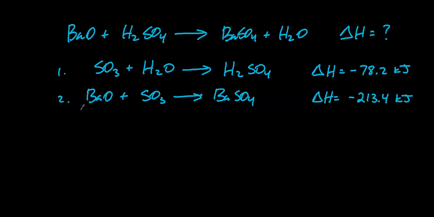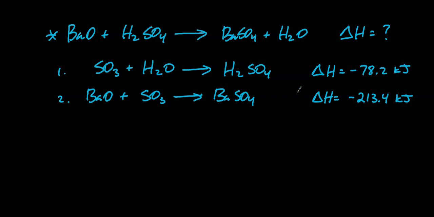And so what we want to do is manipulate them in a certain way so that when we add them up, they're going to give us this equation. And according to Hess's law, if those equations can be added up to give us our original equation, then if we add up their delta H's, we should get delta H for the original equation. So how do we do that? We can't just add them as is, because we'd have BaO plus 2SO3 plus H2O makes H2SO4 plus BaSO4. We want to end up with our original equation.